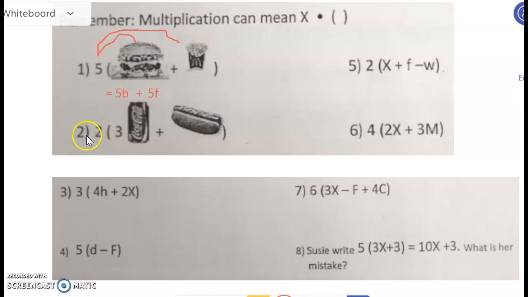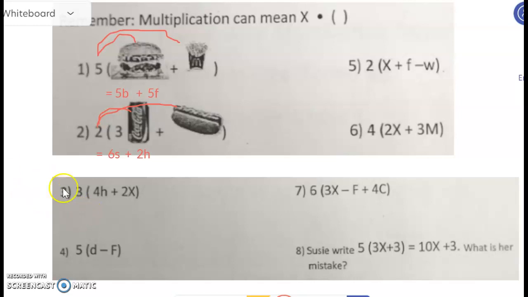Let's look at number 2. Okay, in this one we actually have 3 sodas and then we have 1 hot dog. So we're going to go ahead and distribute using happy rainbows. 2 times 3 sodas and 2 times 1 hot dog. So I'm going to end up with the answer. 2 times 3 sodas is 6 sodas. And then 2 times 1 hot dog is going to be 2 hot dogs. So you end up with the answer 6S plus 2H.